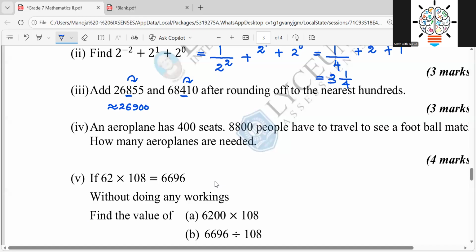So this becomes 26,900. And here the next number is less than 5. If it is less than 5, you don't need to do anything. You just keep it as it is. So I can write 68,400. Now I want to add them together. 26,900 and 68,400. So then you add them together.